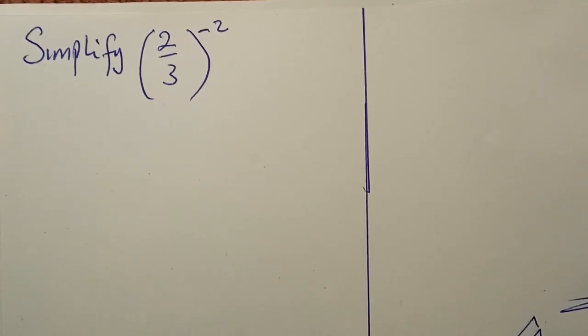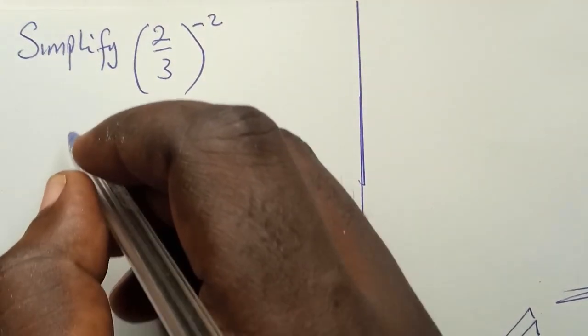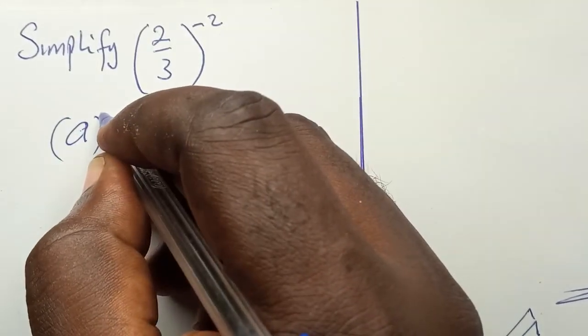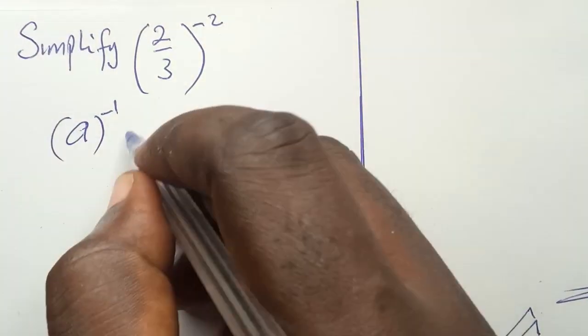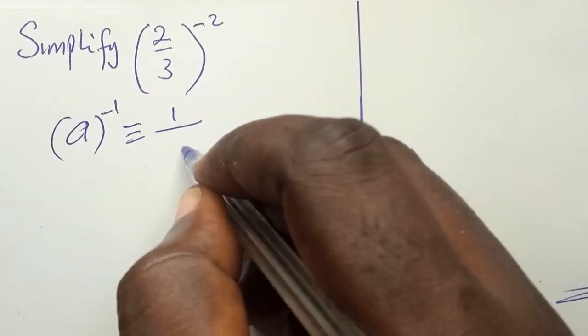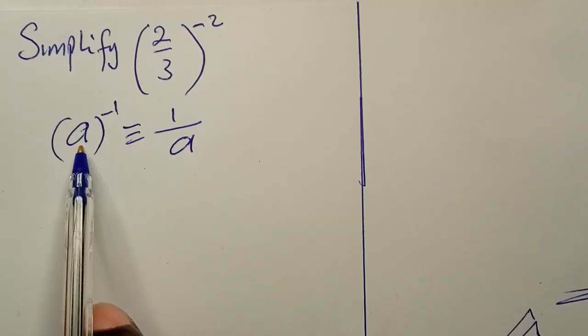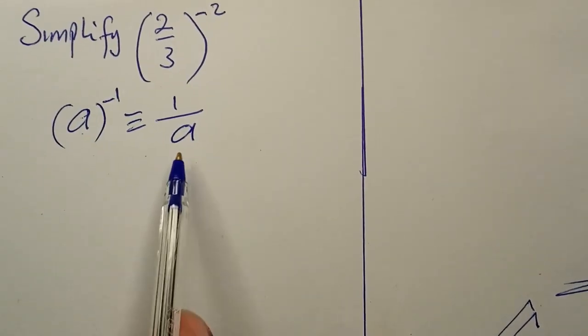indices. The law of indices states that if, for example, we have a to the power minus 1, then it is the same as 1 over a. In other words, to remove the negative sign, we need to invert: the power, which is minus, and the base needs to come below it.